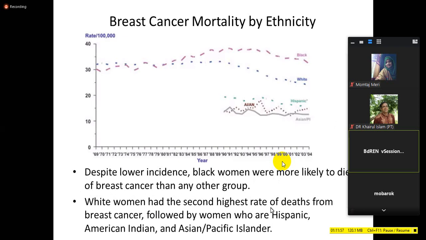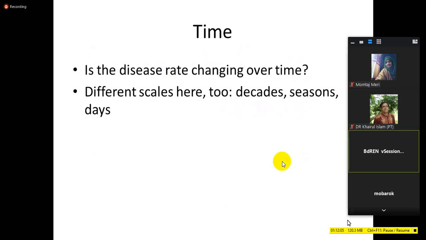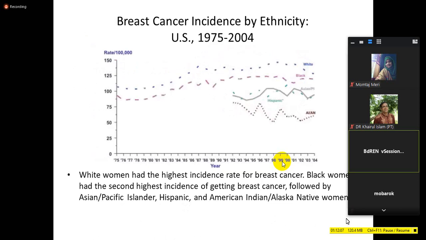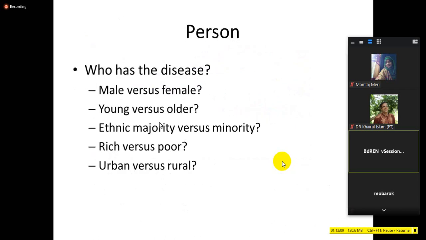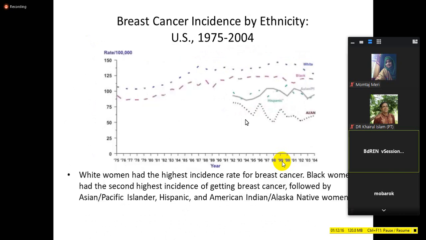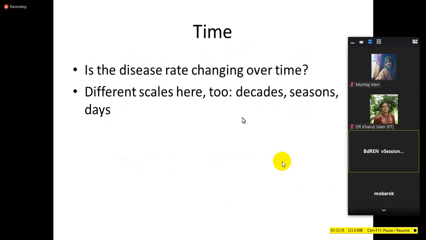White women had the second highest rate of death from breast cancer, followed by women who are Hispanic, American Indian, Asian, and Pacific Islander. So now you can understand the importance of person, right? Person. তাহলে person এই জিনিসগুলো আমরা দেখলাম আর কি। Ethnic majority, older, younger. Now let us talk about the time.